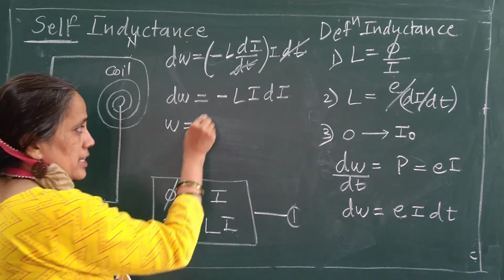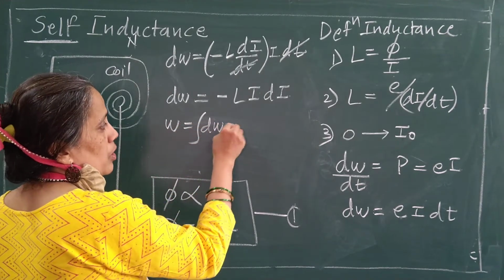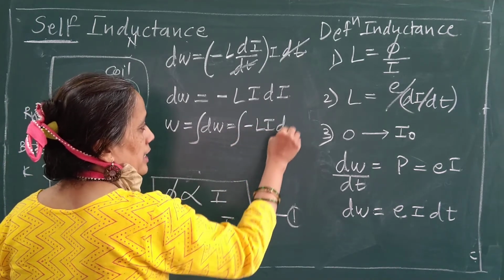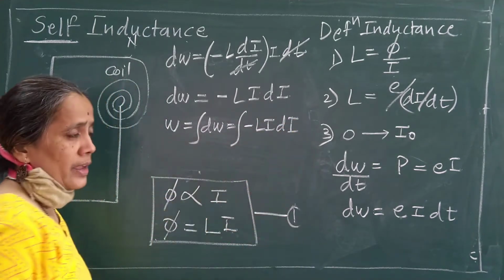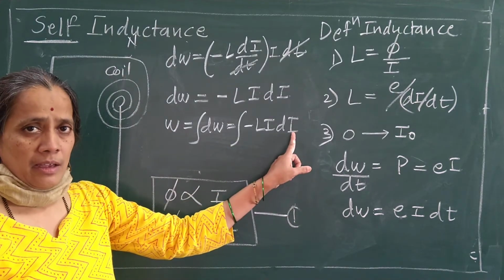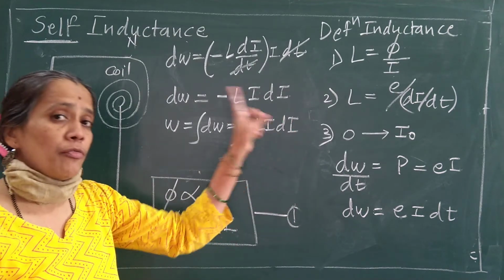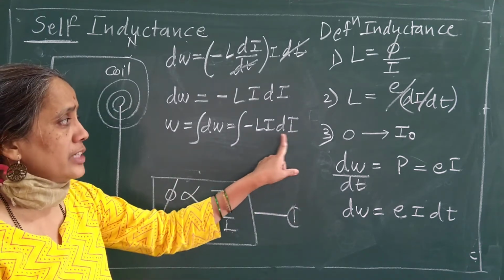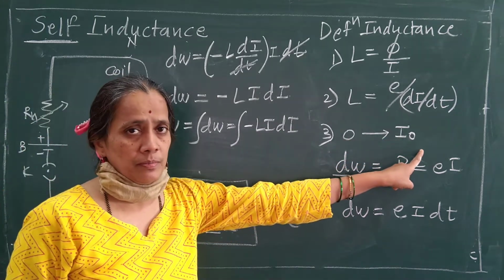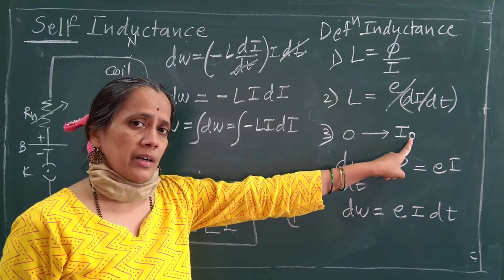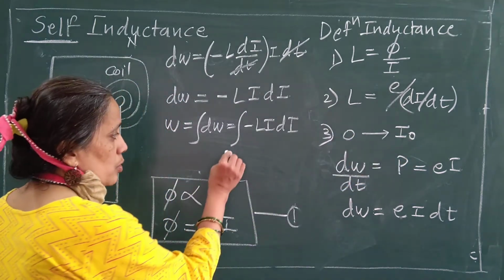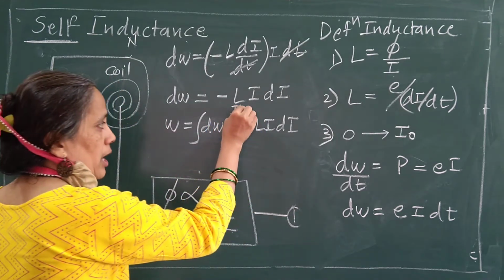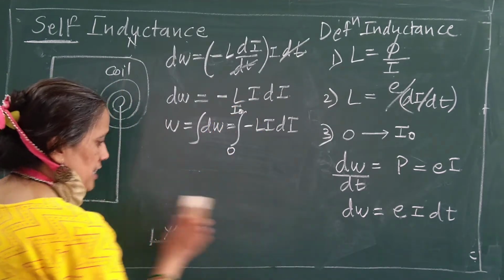So total work done is the integration of dW, which is equal to the integration of minus Li dt. Now here the variable is what? The current is changing, therefore there is a change in magnetic flux, therefore there is an EMF. And the current changes from 0 to I0. I0 is the maximum current, 0 is the minimum current. So the limits of the current are 0 to I0. So now I can integrate this equation.